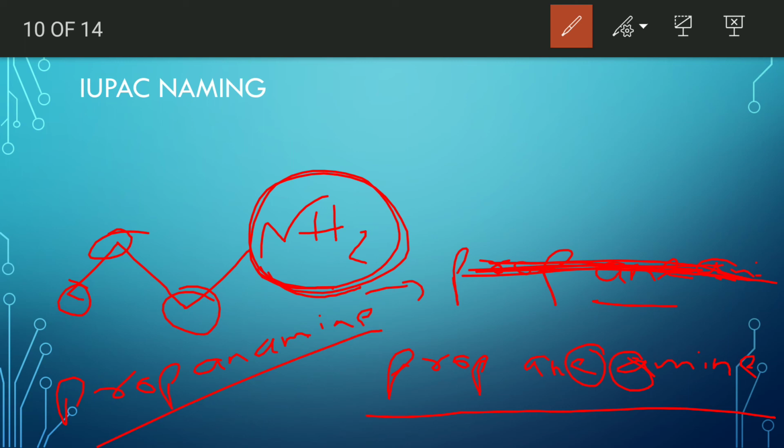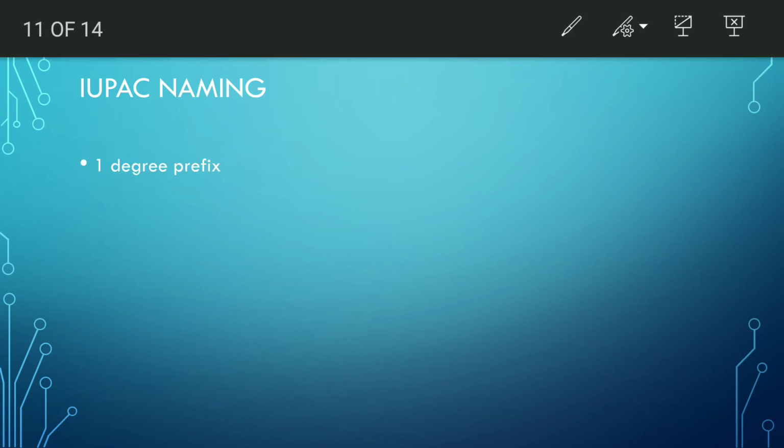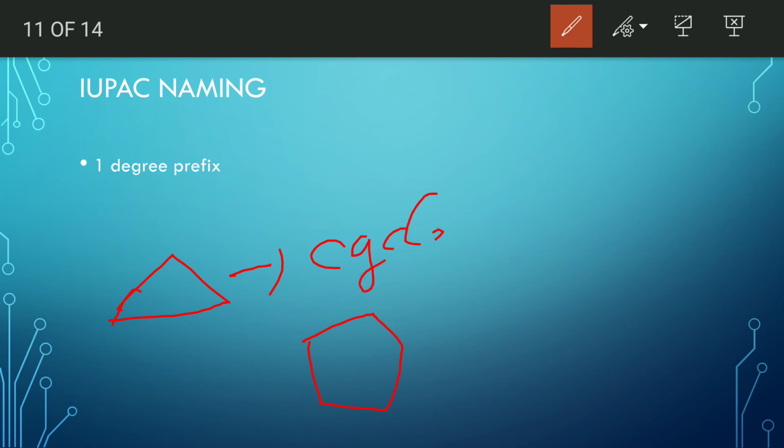So let's move to the 1 degree prefix. So we will use the 1 degree prefix if and only if there is a cyclic compound. What's a cyclic compound? Compounds like this. So if there is a cyclic compound, then only we will use a 1 degree prefix. So here, when there is a cyclic compound, then we will use the 1 degree prefix as cyclo.